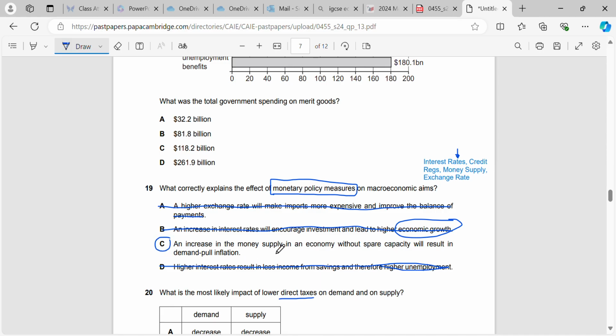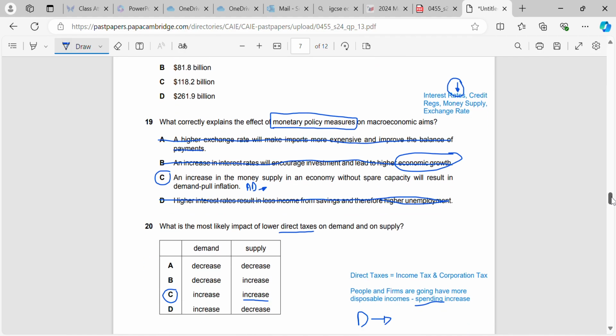An increase in the money supply in an economy without spare capacity will result in demand pull inflation. And I'll show you a diagram to explain that. First thing is, an increase in the money supply is an expansionary monetary policy. If you're still confused on these, please look at the condensed notes that I've provided for monetary policy. I've given you a very simple breakdown like this with the different types of policies about whether they go up or whether they go down, for whether they're expansionary or contractionary. This is expansionary, so AD will go to the right. Now if I can just move this down slightly and I'll show you what the graph will look like.